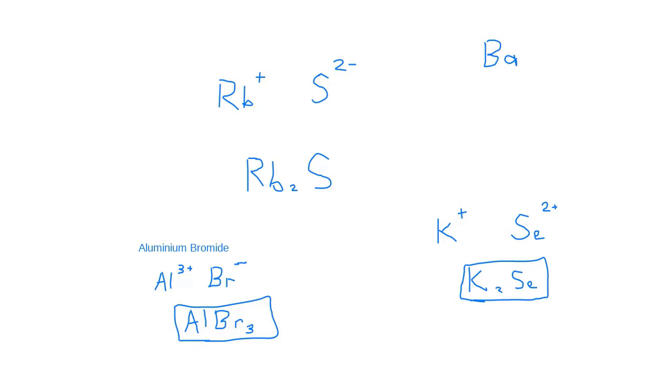Barium oxide. So barium is what charge? Barium is 2 plus. Yep, and then oxygen is what? Oxygen is 2 plus. No, sorry, minus. 2 minus. So in this case, they're balanced. So what's the formula? BaO. There you go, BaO.